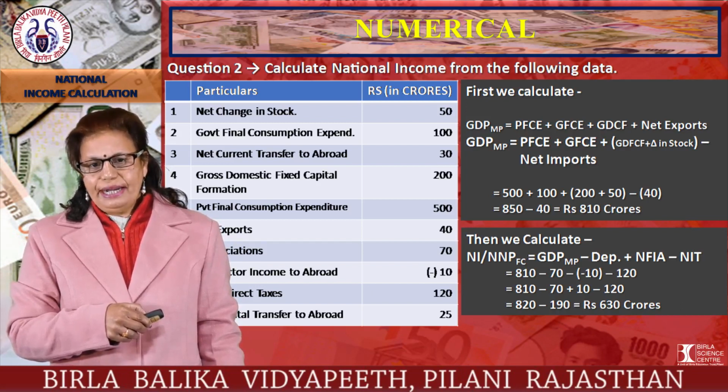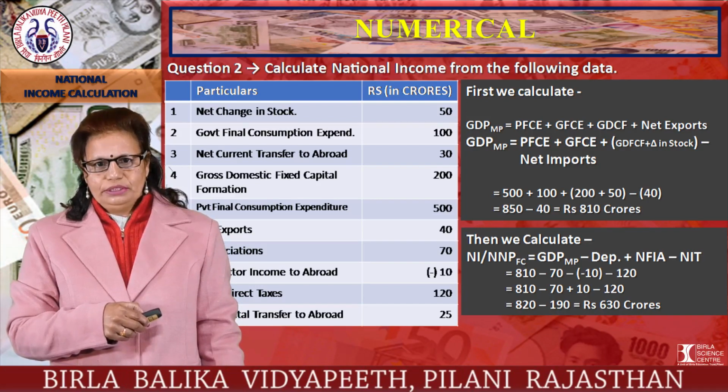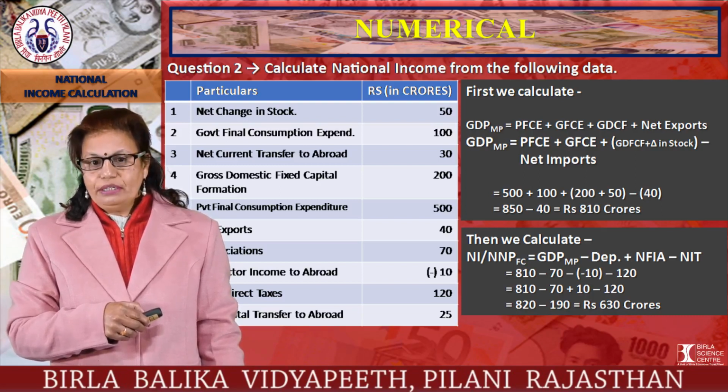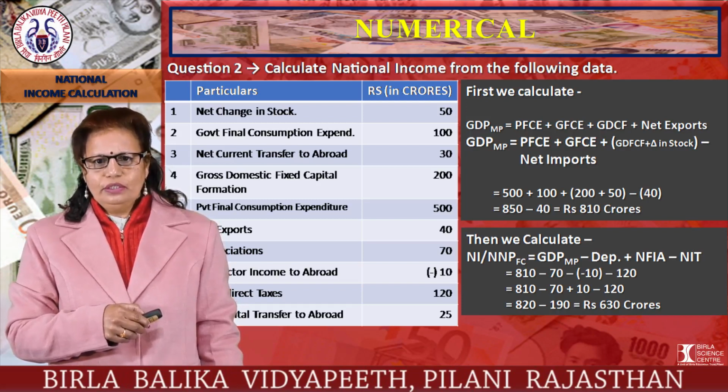Now why are we deducting net imports? Because imports are negative, and we will calculate. Then in order to calculate national income, we are going to add NFIA, and we have to deduct depreciation from gross domestic product at market price and deduct NIT to get the factor cost, and we will get NNP at factor cost, that is rupees 630 crores.